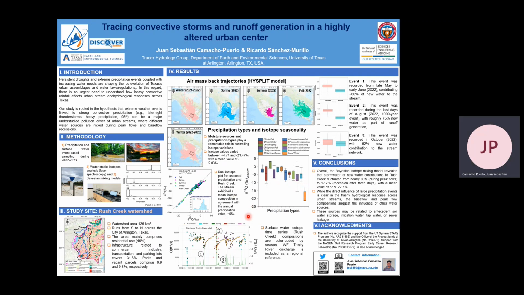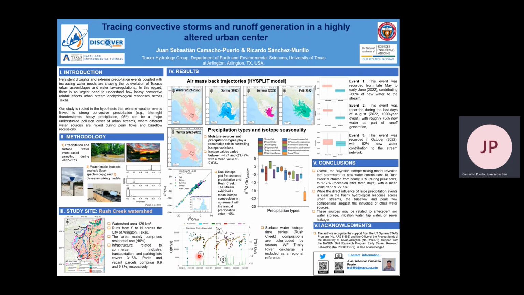Now, for the Bayesian mixing models, we created a hydrograph of discharge from the Trinity River as a reference, and we plotted it with the isotopic composition of Rush Creek. And we can see that the depleted values were recorded during these extreme events of precipitation.